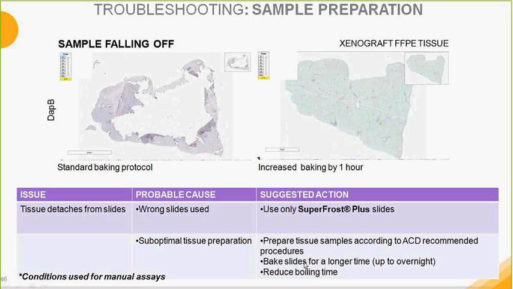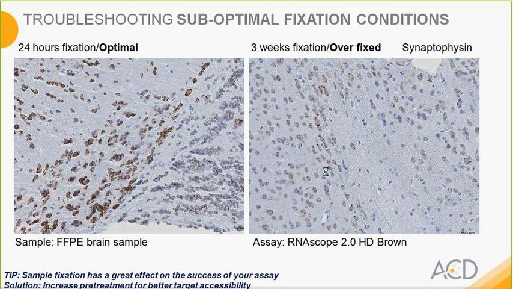However, you can also try baking slides for a longer time. We have tried 1 hour and sometimes have gone up to overnight. You can also try mitigating this issue by reducing the boiling time. As you can see here, a standard baking protocol results in tissues falling off, while if sample baking is increased by 1 hour, you notice that the samples remain intact.